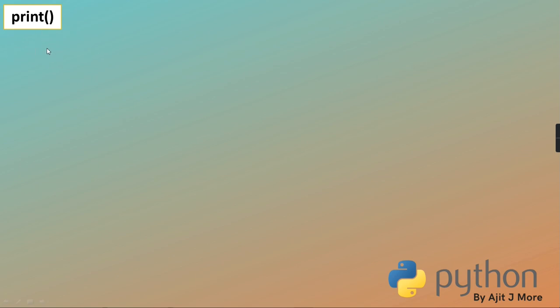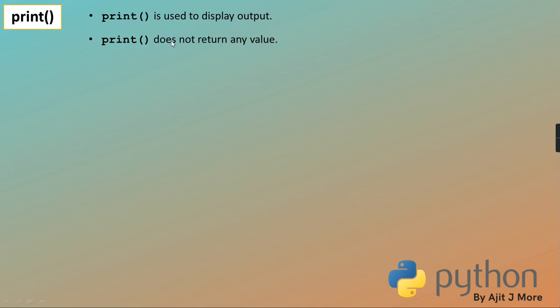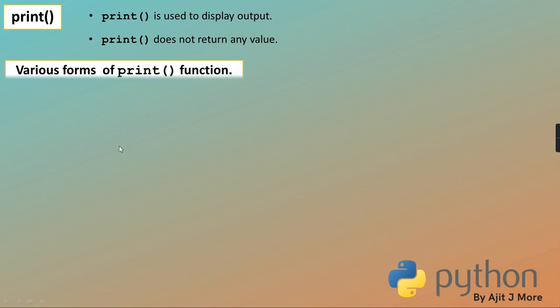So which class does it belong to? Yesterday I told you that the None value belongs to the class NoneType. We'll come to that later. At this moment, just remember print returns None because it doesn't return anything. So print is used to display output, and print doesn't return any value.